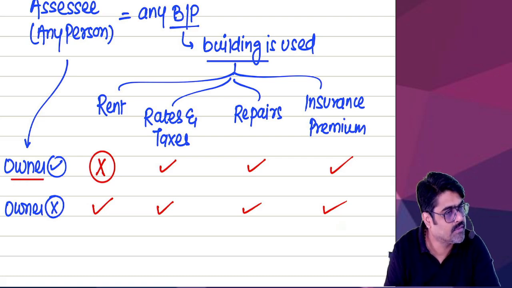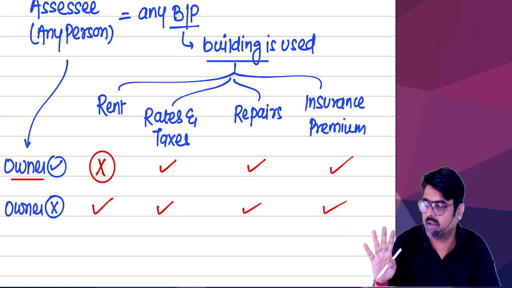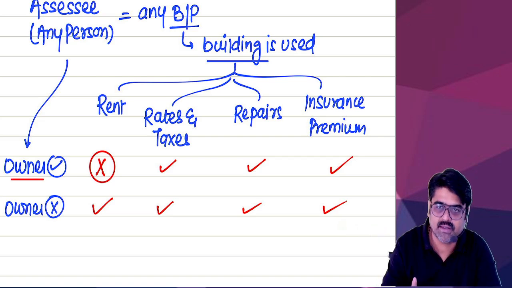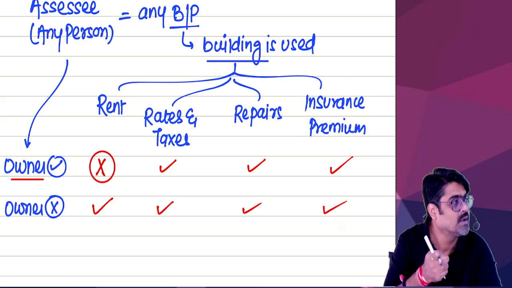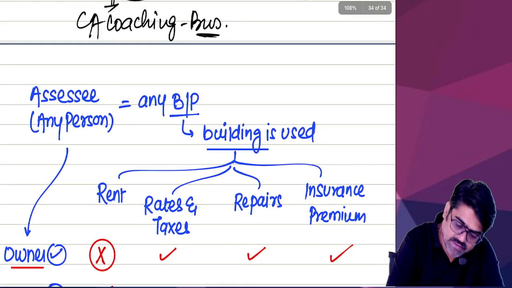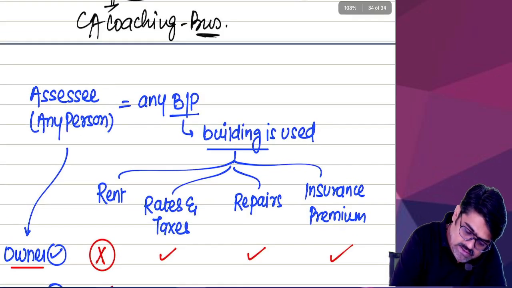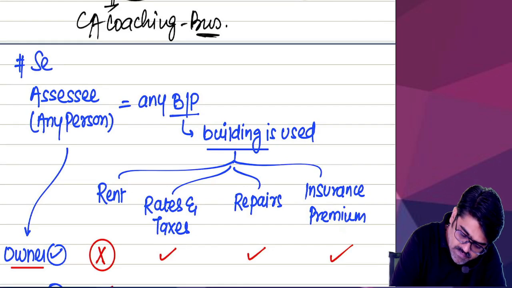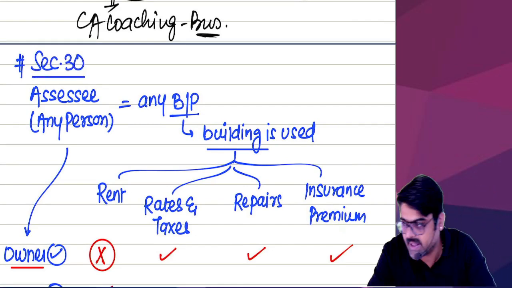Will you remember this? Sure, these four expenses can be claimed as a deduction, meaning can be reduced out of your business income to calculate your profits and gains. That is given in which section? Section number 30. Okay.